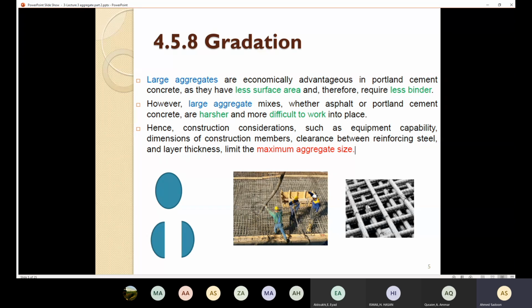If the aggregate is going to get stuck here, that means it's going to form voids inside my concrete, and that is going to reduce the strength of my concrete. So if you want to use a large aggregate, just make sure that the aggregate is not going to be larger than the spacing of the bars. Okay.